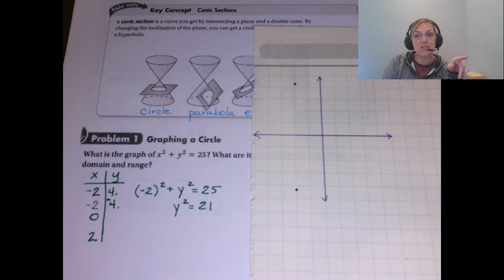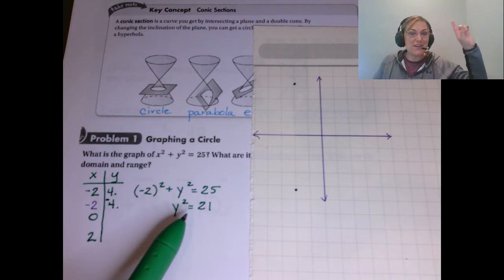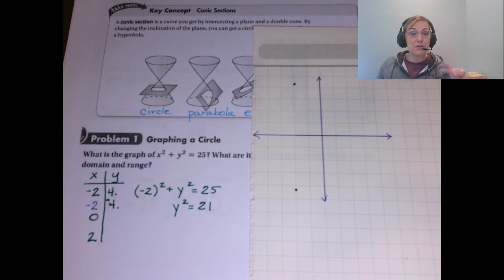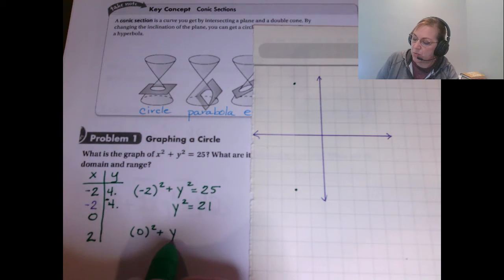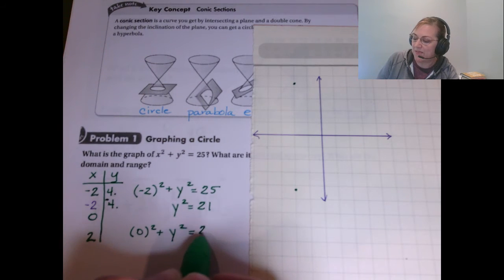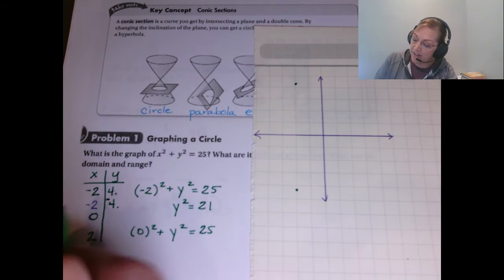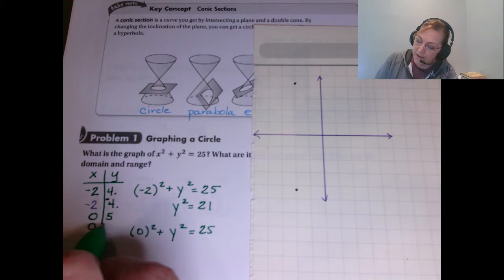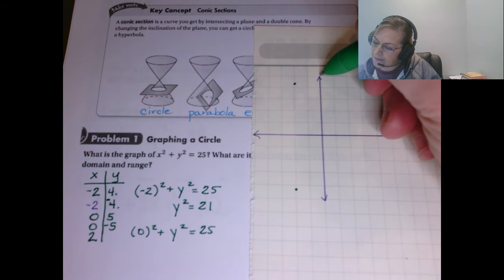And I get questions on that. Why do I need both of them? Well, you do, because when you take the square root of 21, you've got to consider that it could be positive square root of 21 or it could be negative square root of 21. All right, let's put in 0. This time I've got 0 squared plus y squared equals 25. You can see that 0 is going to have a y value of 5 or -5. So we'll plot those.